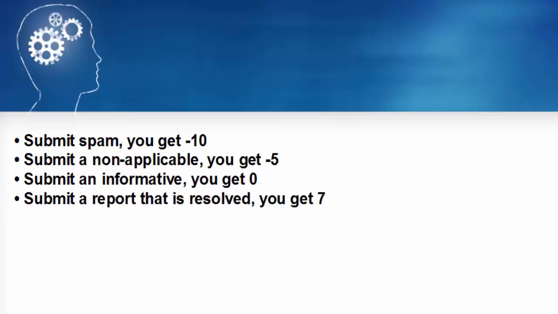Like if you submit a spam which makes no sense to their bug bounty program, then they will give you -10 signal, which will destroy your HackerOne profile. And if you submit non-applicable, that is a subdomain where the bug bounty program is not applicable, or the kind of vulnerability which they have written clearly in policy that it's not applicable, then you will get -5. And if you just submit information that is informative, you get 0. And if you submit a report that is resolved, you get 7.